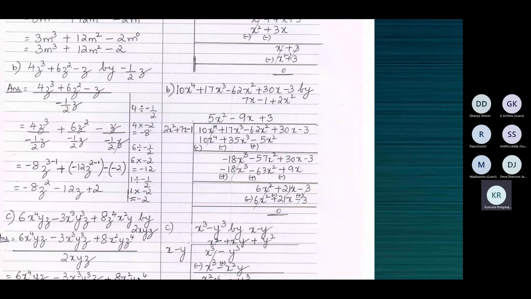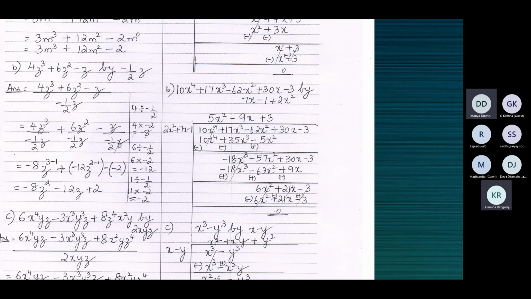What is the result? What is 10 by 2? 5, ma'am. And 4 minus 2 is 2, so x square. Yeah, 5x square. So that is the first term in the quotient. Now what do you do with this 5x square? Ma'am, we should multiply it with 2x square plus 7x minus 1.